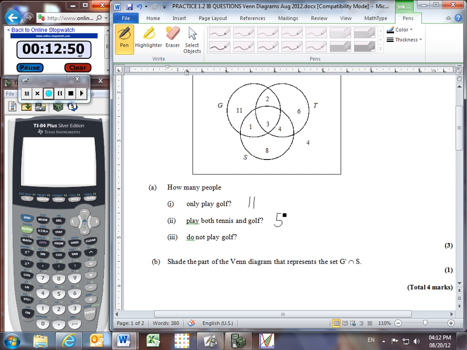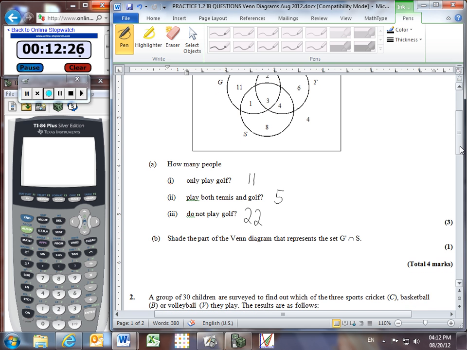And how many people do not play golf? That must mean that they are not inside the golf circle. And so outside the golf circle we have these 8, and these 4, and these 6, and don't forget these 4 as well. And so that's 8 plus 4 plus 6 plus 4 is a total of 22.